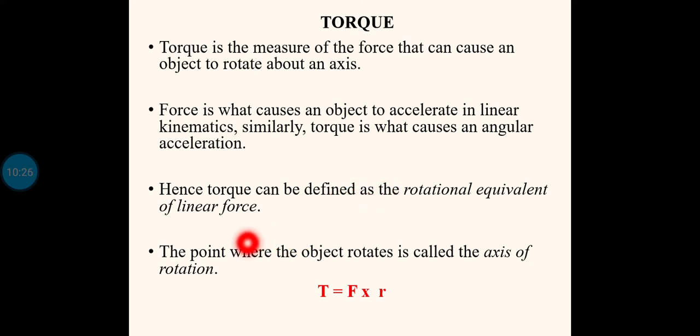That's all. Now, the point where the object rotates is called the axis of rotation, and torque can be obtained by the equation torque is equal to force into R. Remember that force is the tangential force. The product of tangential force into radius will give the required torque.